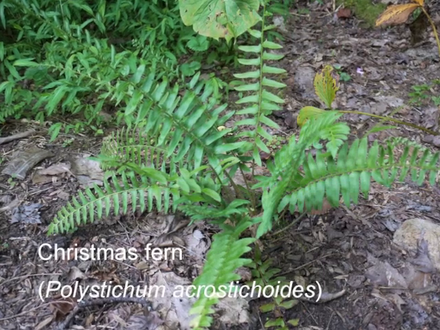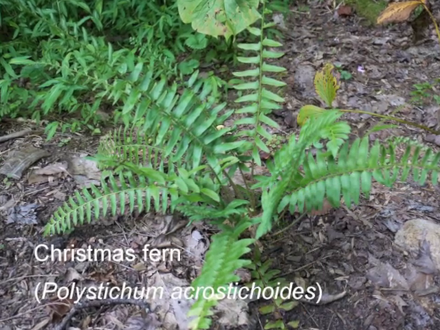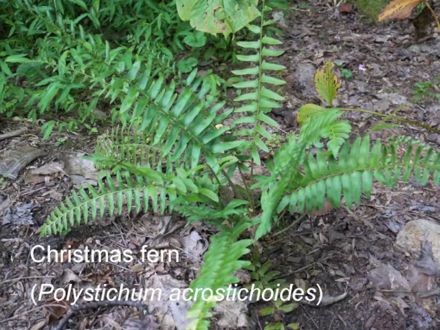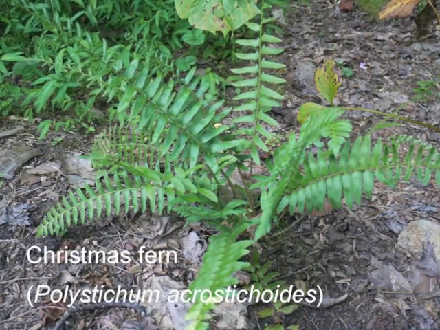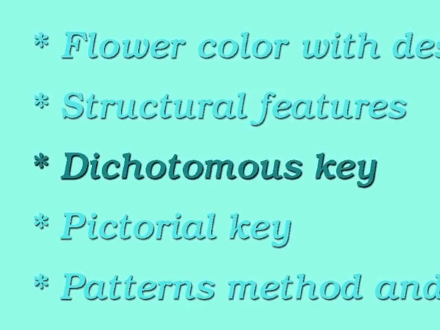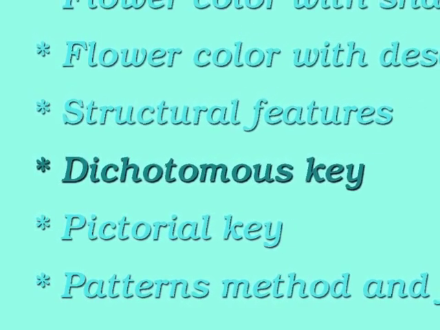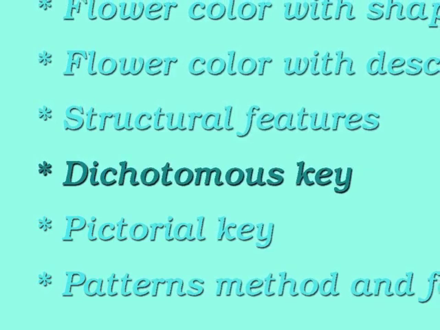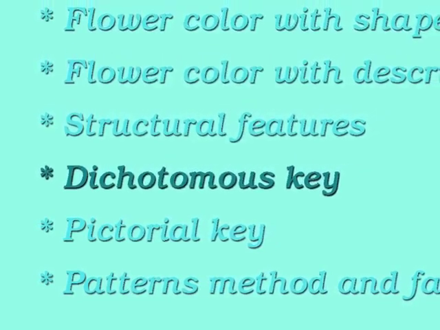This is a Christmas fern, which has the scientific name Polystichum acrostichoides. We just now used a dichotomous key to identify a fern. In the next video, we will look at using a dichotomous key to identify a tree.